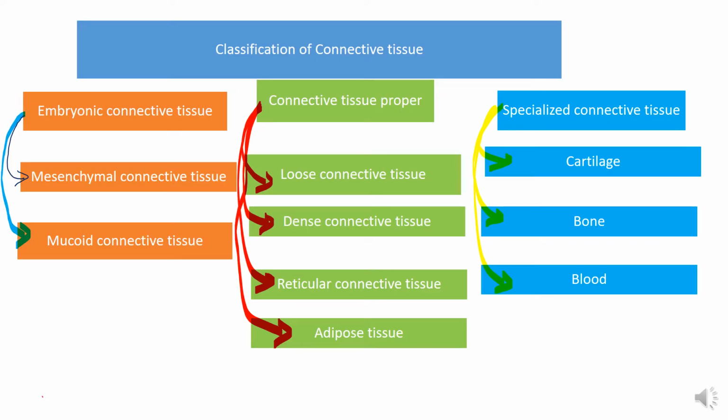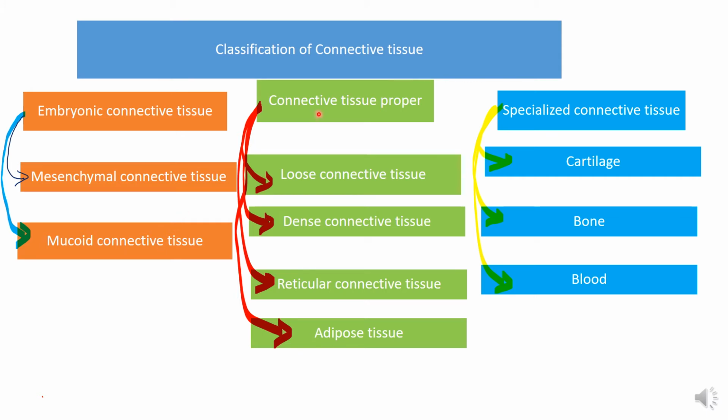Now the classification of connective tissue: how we classify the connective tissue, what are the types of connective tissues. So there are three main broad types. Number one is the embryonic connective tissue, which is the connective tissue present in the embryo. This is of two types: the mesenchymal connective tissue, which is the undifferentiated connective tissue, and then the mucoid connective tissue.